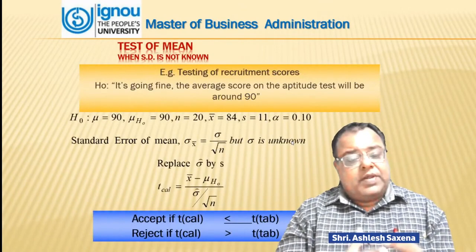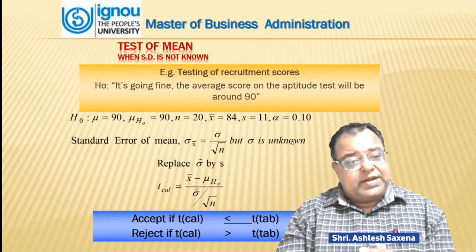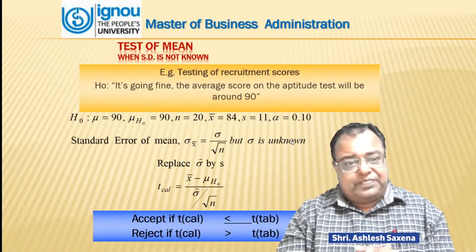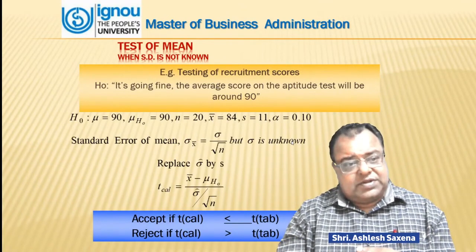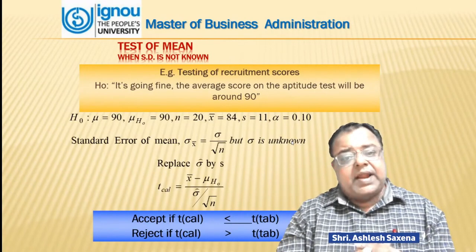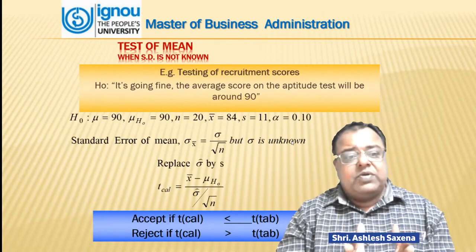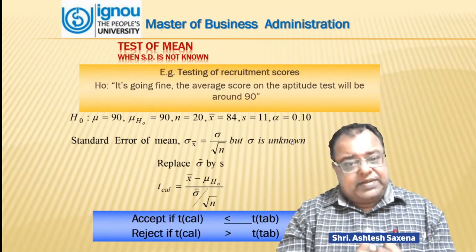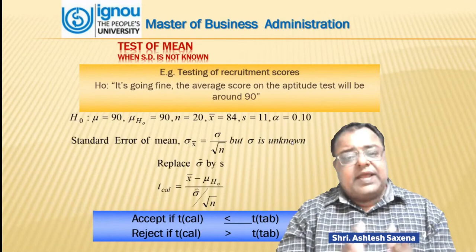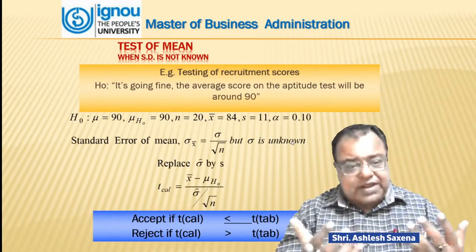Now, we are testing the mean when sigma is not known. Example, testing of recurrent scores. H naught: the average score of the students will be around 90%. That means we can say that H naught is mu equal to 90, and mu H naught will be 90. n is 20, x bar is 84, s is 11, and alpha is 0.10. All these values are given in the problem.